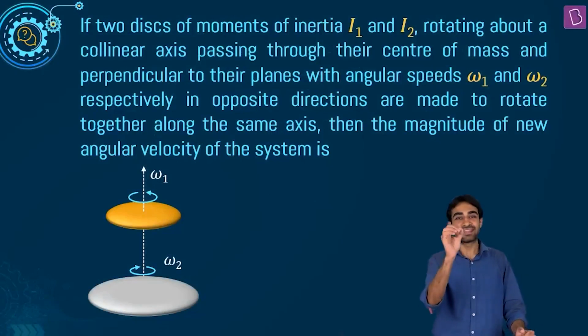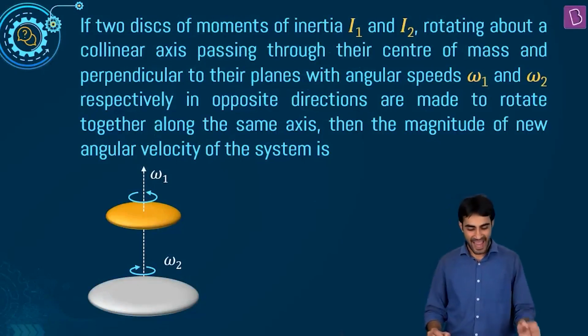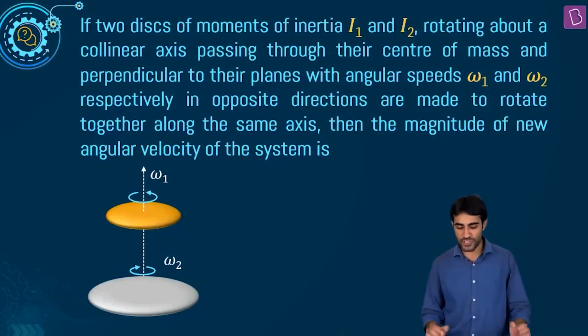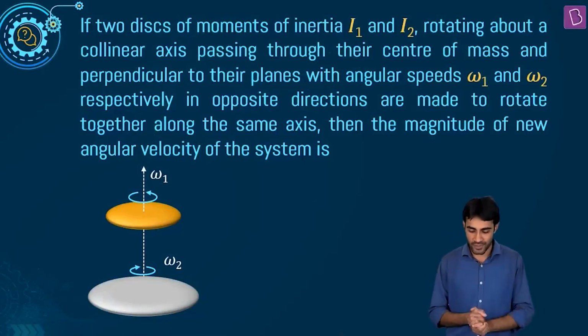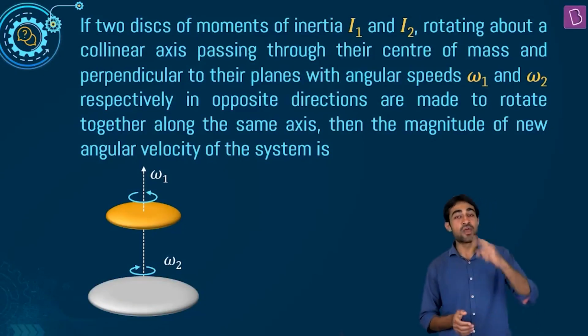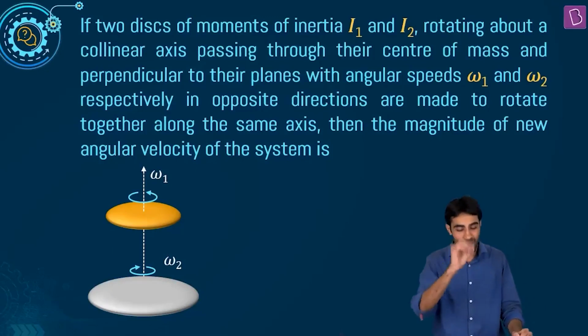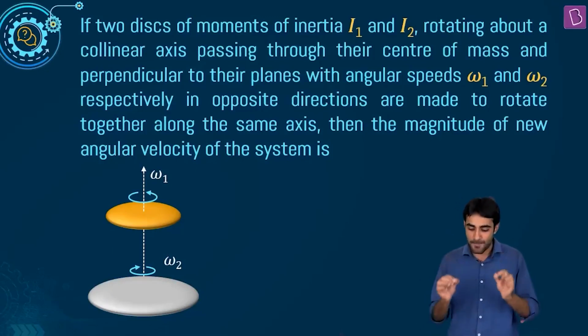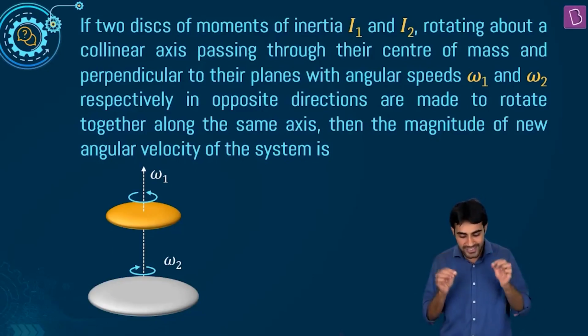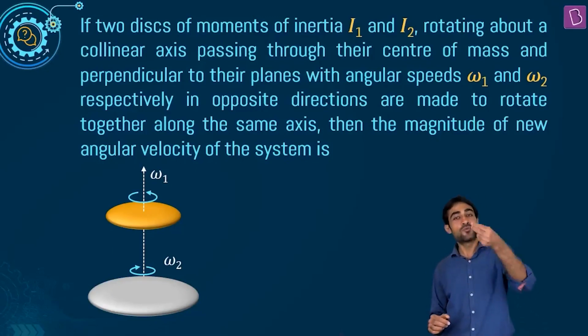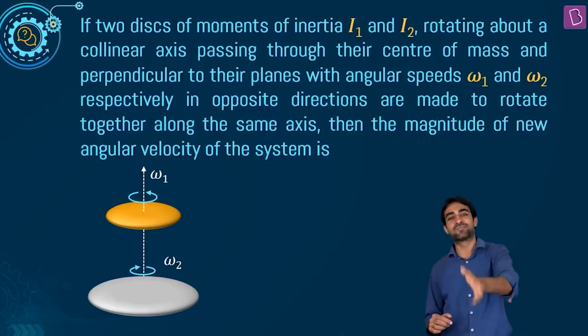Let's have a look at this question. Question says, if two disks of moment of inertia I1 and I2 are rotating about collinear axis passing through their center of mass and perpendicular to their planes with angular speed omega1 and omega2 respectively in opposite direction, they are made to rotate together along the same axis, then the magnitude of new angular velocity of the system is.